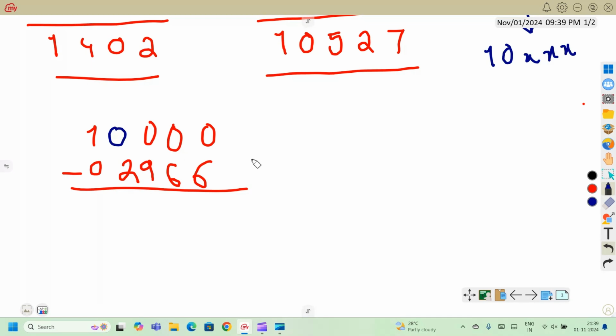So if it's 10,000, then the answer would be, I'm just keeping this 0 apart, 9 minus 2 is 7, then 9 minus 9 is 0, and then 9 minus 6 is 3, sorry, it's 3, and 10 minus 6 is 4. And the leftmost digit, reduce it by 1. Yeah, it has to be 0. And now you know why you are reducing it by 1.